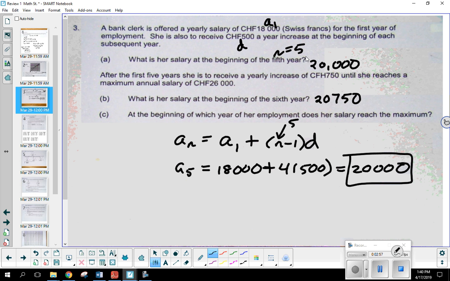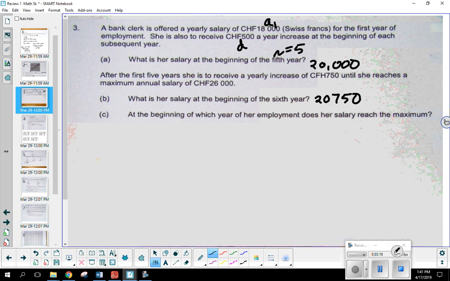All right, so at the beginning of which year of her employment does her salary reach the maximum? So we're looking for the number of years. Now, basically we have 2 sequences here. For the first 5 we are increasing by 500 each time, but from 6 on until I reach this cap, we are going to increase by 750 per year. So let's pretend that the other portion doesn't exist for right now. Let's say that the first term is 20,750.